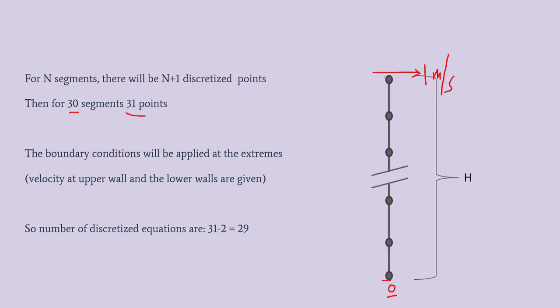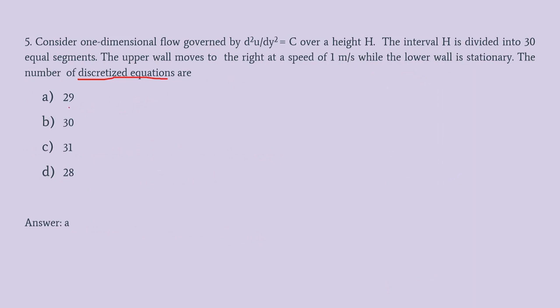So these 2 points we already know. From 31 points we know 2 points. For the points in between the boundary conditions, we need discretized equations to find the value. So the answer will be 31 minus 2, that is 29. Here the option is 29, that is A.